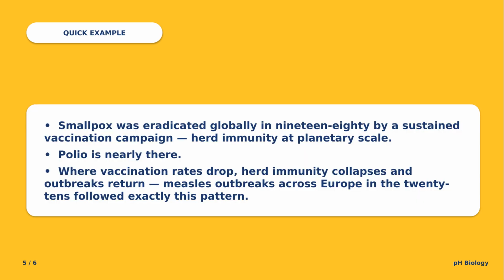Quick example: smallpox was eradicated globally in 1980 by a sustained vaccination campaign. Herd immunity at a planetary scale. Polio is nearly there. Where vaccination rates drop, herd immunity collapses and outbreaks return. Measles outbreaks across Europe in the 2010s followed exactly this pattern.